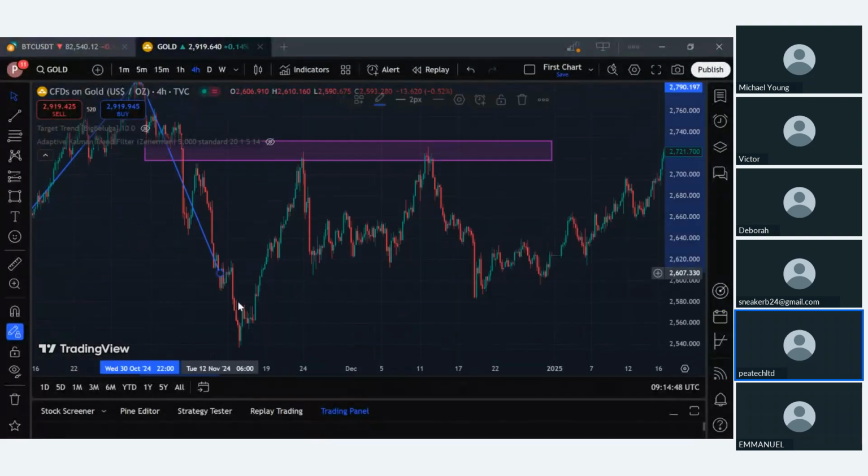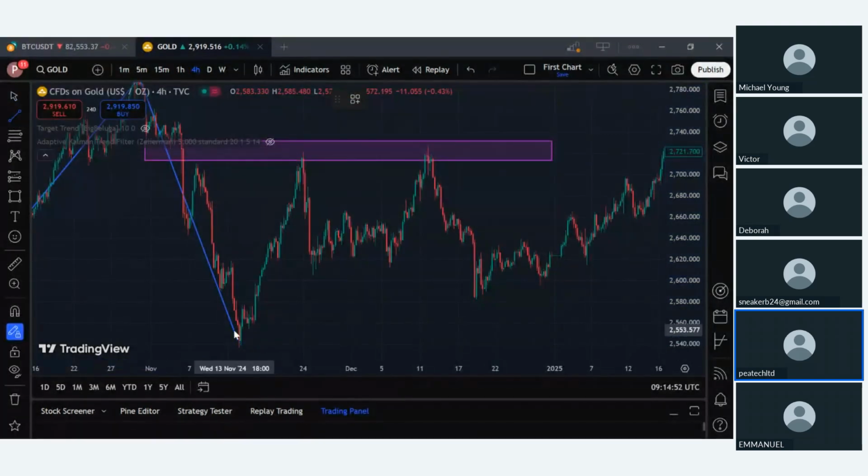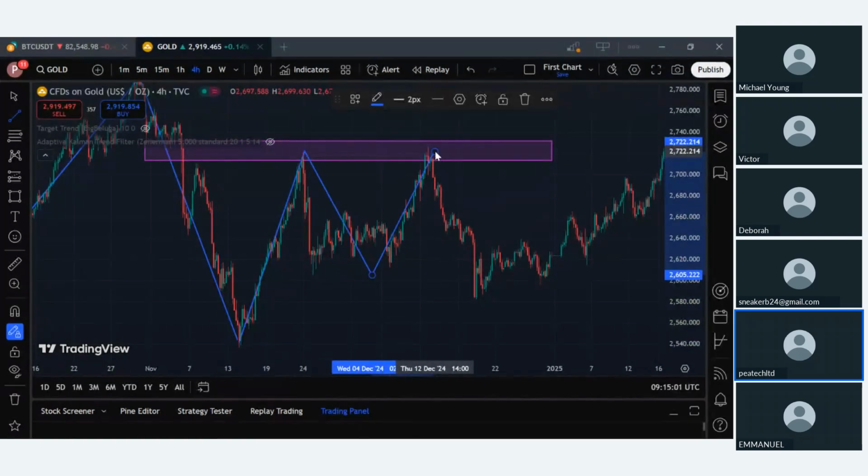When the market, after falling to this length, rose again, when the market rose to the supply zone, right, the market dropped. The market rose again to that same supply zone.